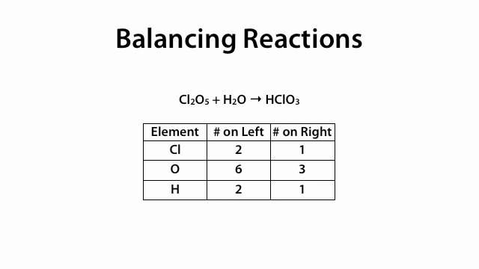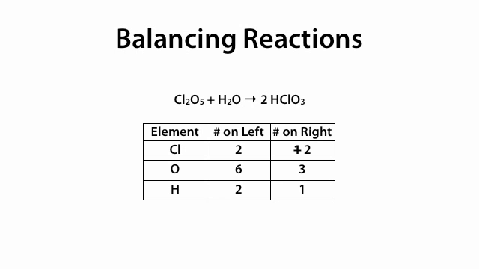Let's start with Cl. Cl has 2 on the left and 1 on the right. We want to make that 1 a 2. So how can we make that 1 a 2 on the right side of the equation? We're going to multiply HClO3 by 2. So now we have 2 Cl's on the right side.